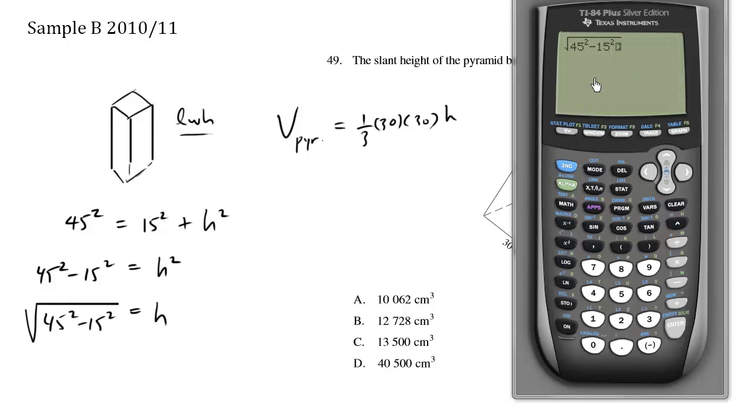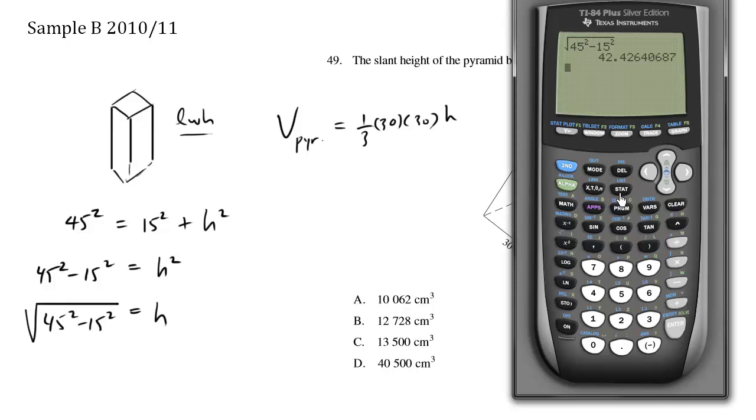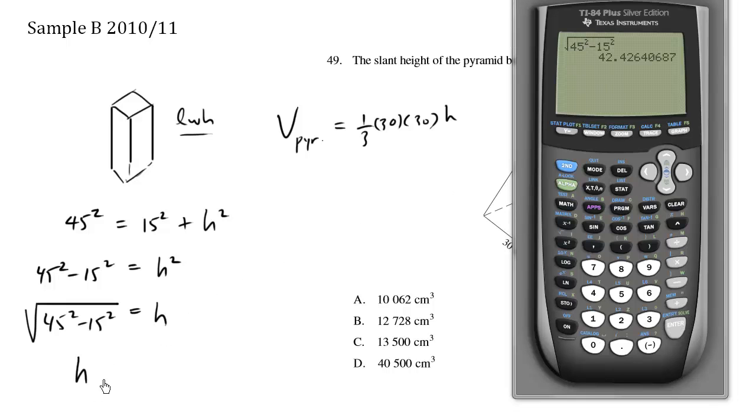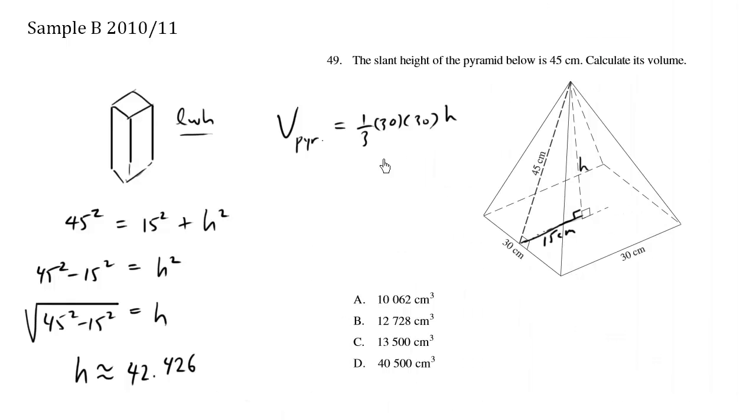And so using our calculator, the value of h is approximately 42.426 centimeters. Now that we know what h is, we can use this formula here. So the volume here is 1/3 times 30 is going to be 10 times 30 times h. h here is 42.426.